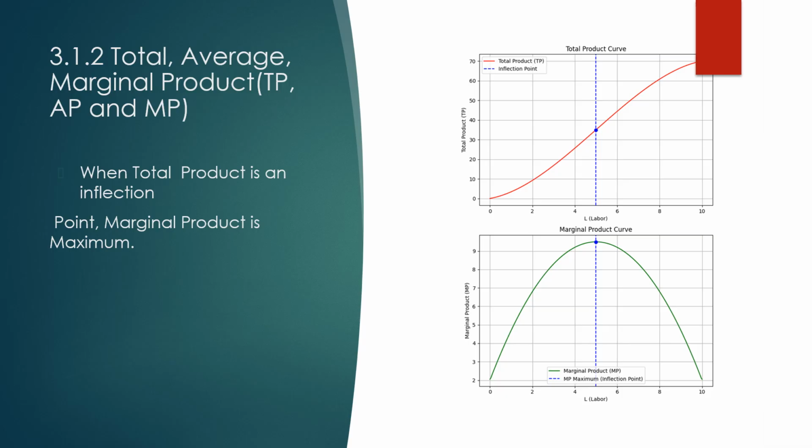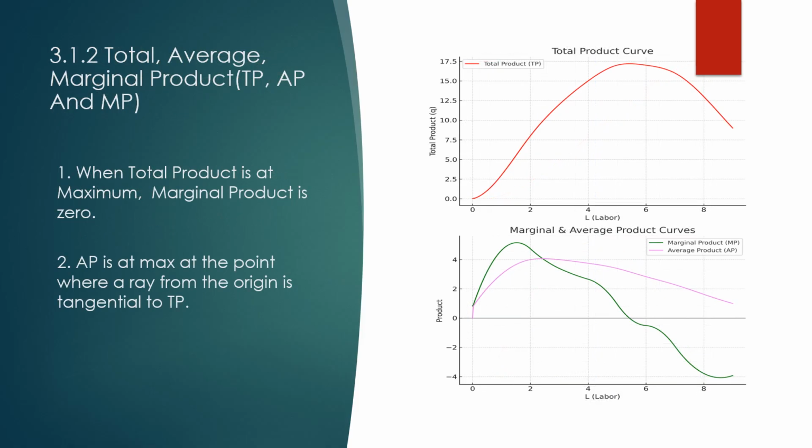Total, average and marginal product relationships are also shown in different graphs. You have to see this. When total product is at the inflection point, marginal product is maximum. When total product is at maximum, then marginal product is zero. And average product is at maximum at the point where a ray from the origin is tangential to TP.